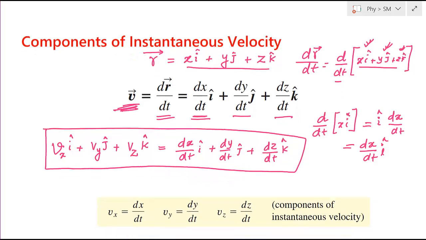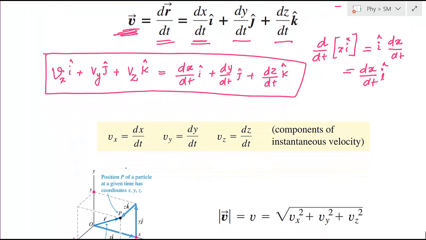So what we can do is compare the i cap, j cap and k cap terms. If you see, on the left hand side the i cap term is Vx, and on the right hand side we have dx by dt. So I can write Vx is equal to dx by dt.